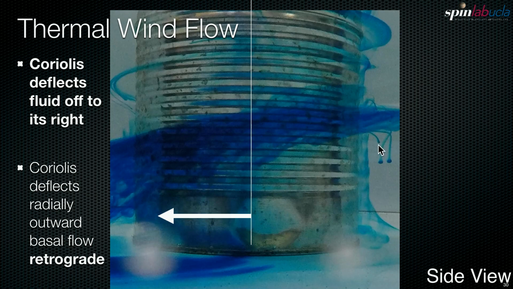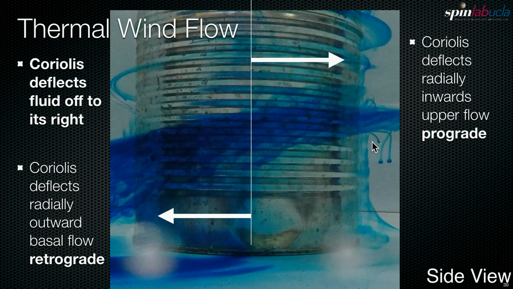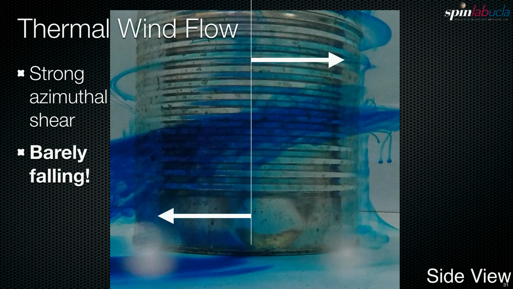Okay, if you do the same argument at the top, here it's supposedly trying to have a radial inflow. When the fluid tries to flow inwards, instead it gets deflected again to its right, and it wraps around. So it wraps around the can, but now it'll be going into a prograde circulation. Does that make sense? Good. Okay. So now that's our picture then.